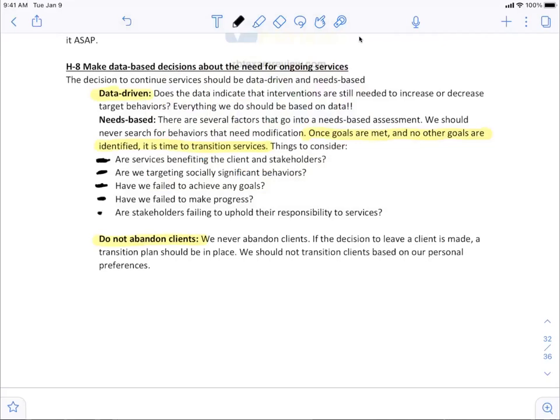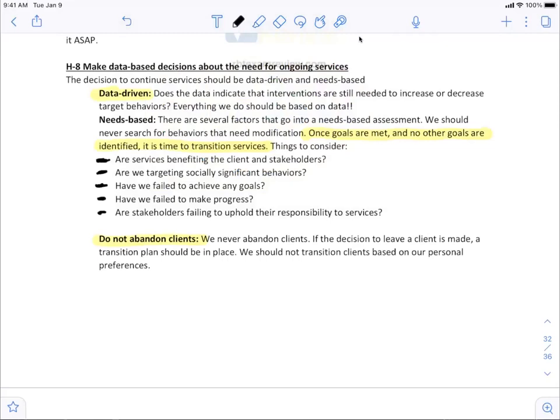And then are stakeholders failing to uphold the responsibility of services? We have the right, okay, we don't abandon clients, but we have the right to terminate contracts with clients. We don't abandon, we have the right to terminate, okay? As do our clients. They have the right to reject services at any time. Data-driven, again, does the data indicate the interventions are still needed to increase or decrease target behaviors? Everything we do is based on data, all right?